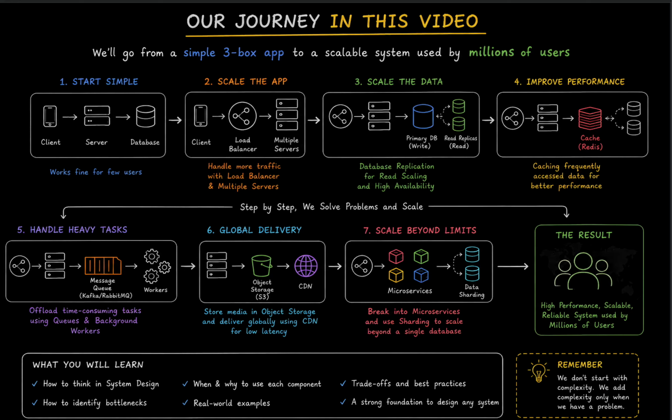And after that, define APIs and major entities. What does the client need to communicate with? What are our main database models? Start with the simplest architecture: client, server, database. Find the bottlenecks. What breaks first? Is it the CPU, memory, database, network, storage? And then scale the bottleneck.